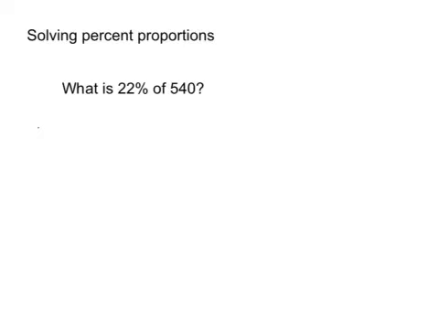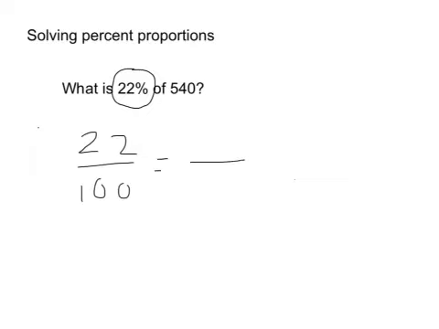A proportion is made up of two equivalent ratios. In this problem, there's one ratio that's really simple to pull out. The 22% can be turned into a ratio over 100: 22 over 100. So the tricky part becomes what to put in the top and the bottom of the next proportion.